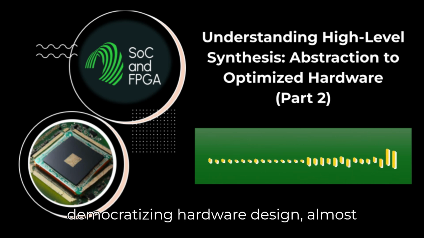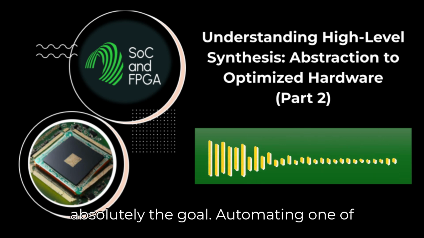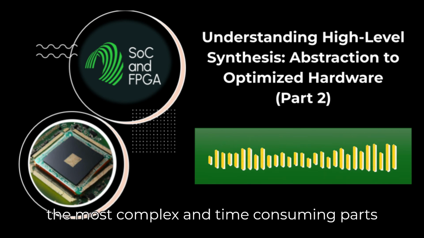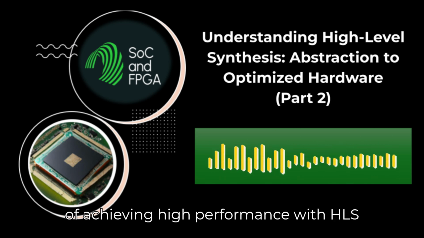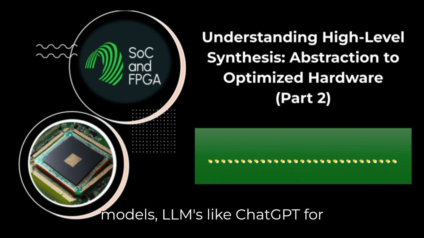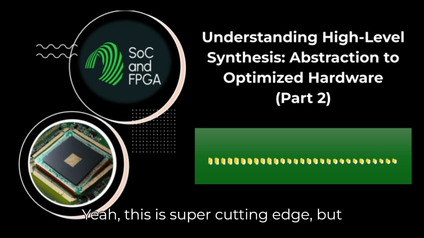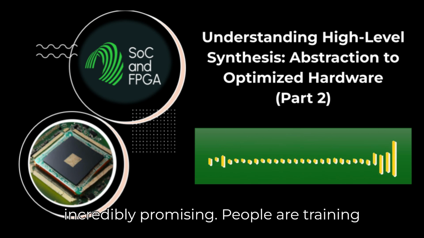70x, that's democratizing hardware design almost, making optimization accessible. That's absolutely the goal. Automating one of the most complex and time-consuming parts of achieving high performance with HLS. And the latest frontier, large language models, LLMs like ChatGPT, for HLS code generation and even fixing code. Yeah, this is super cutting edge, but incredibly promising.